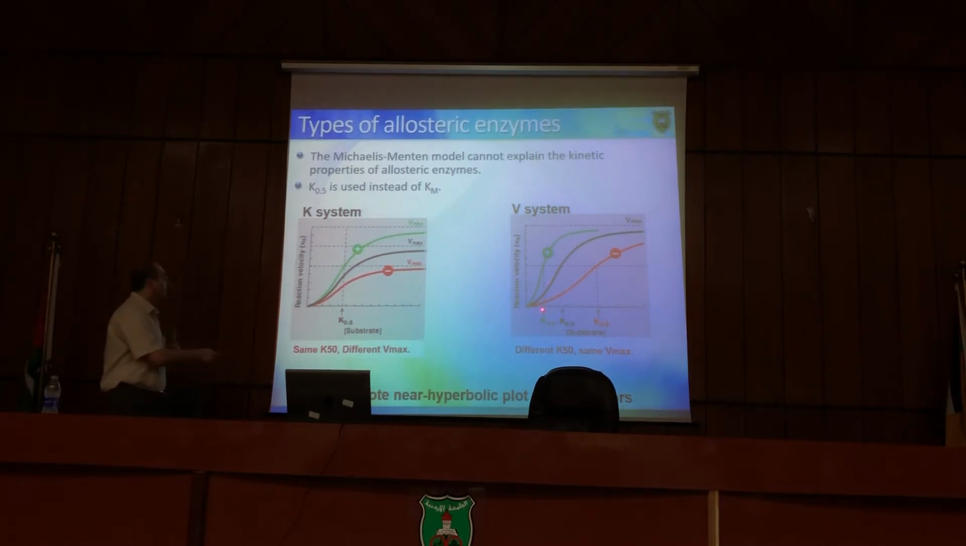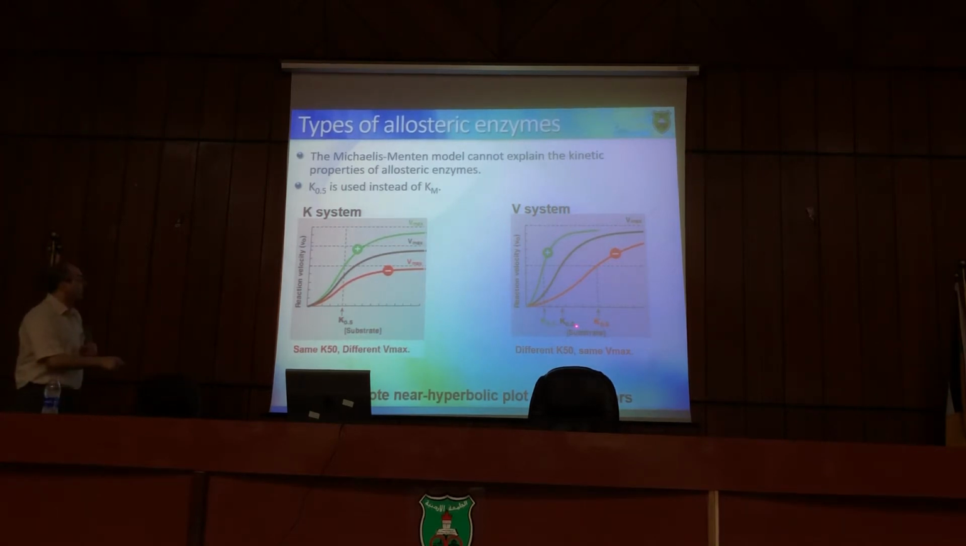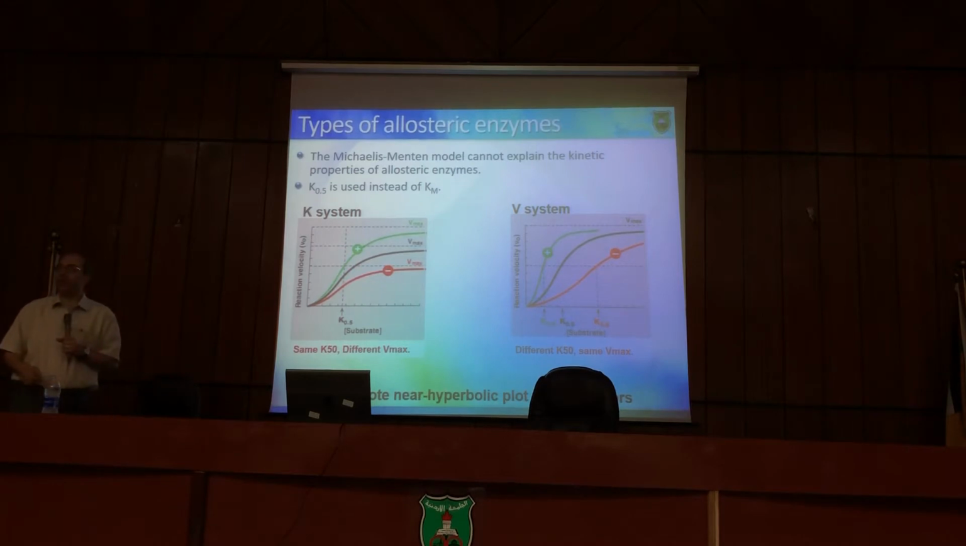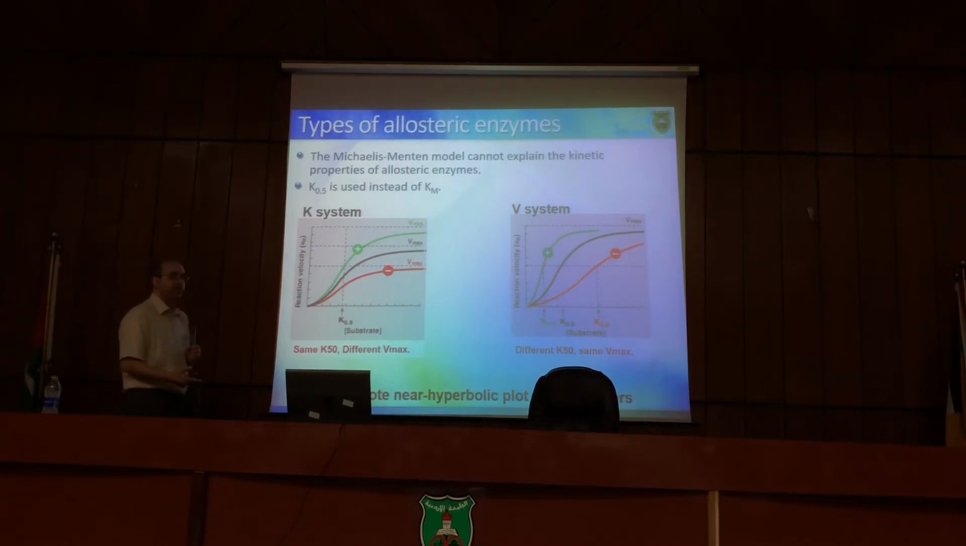In the presence of an activator, K half would be less, meaning that there is increased affinity, and in the presence of an inhibitor, K half would increase, indicating that affinity is lower than normal. This is normal. Now, notice something else as well: in the presence of an activator, the plot looks more hyperbolic rather than sigmoidal. It still does have a sigmoidal pattern, okay, but it looks closer to being hyperbolic.